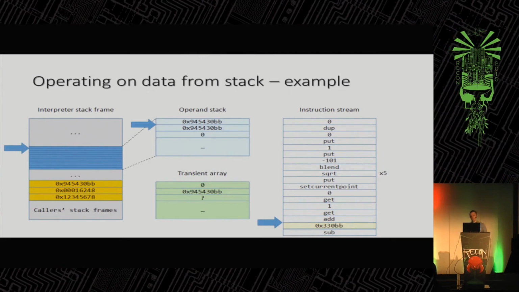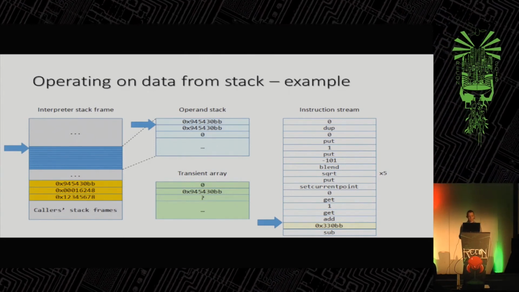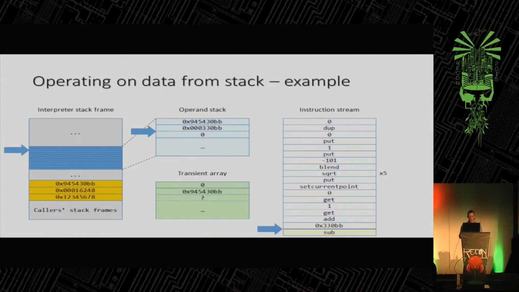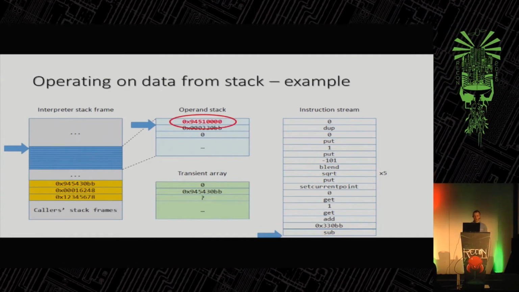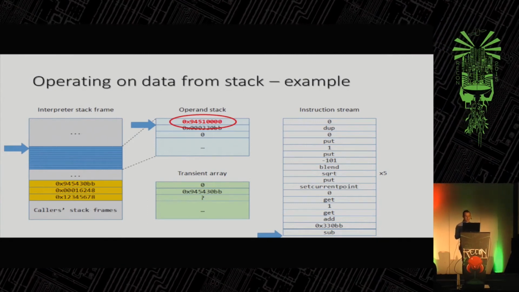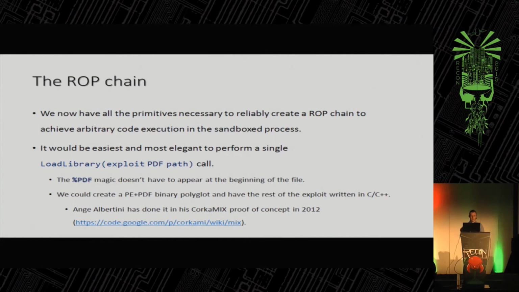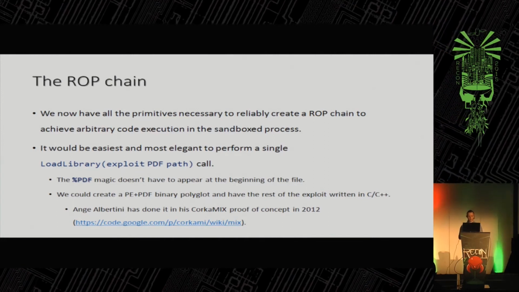So at this point we can perform any operations we like. For example, we can subtract a specific value from that address, in order to get the base address of some library that we want to use for ROP chaining. And so this gives us all we need to actually create a reliable ROP chain.